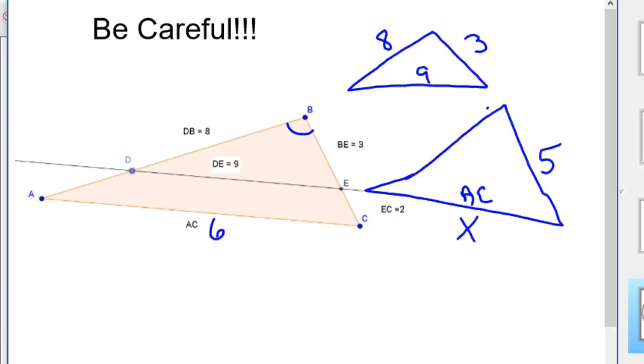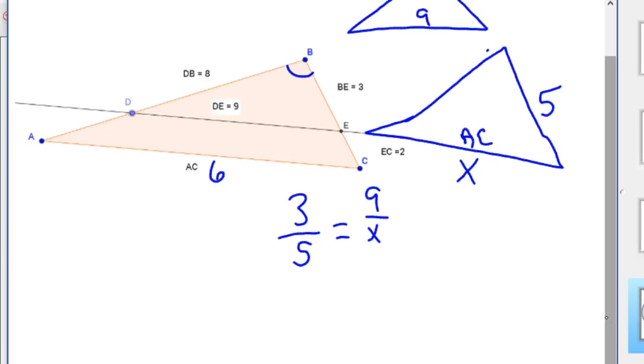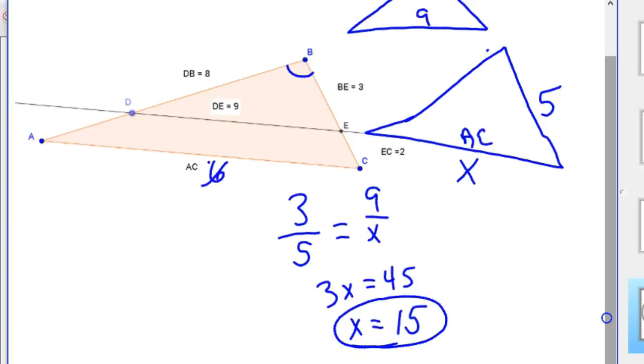So if we use proportions of triangles, I'm going to go small to big. Your scale factor would be 3/5 is the same as 9 over X. And then you can solve that. So that would be 3X equals 45 if you cross multiply, and X equals 45 divided by 3, which is 15. And so there's the actual answer, which makes a lot more sense. It even looks like 15.